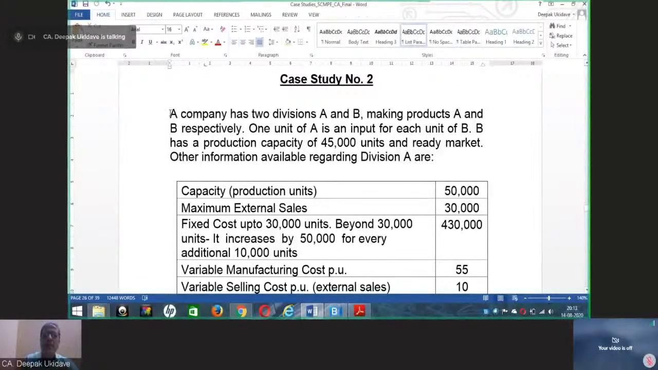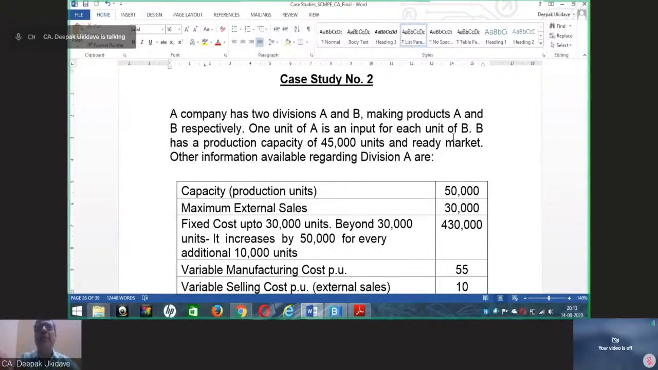A company has two divisions, A and B, making products A and B respectively. One unit of A is an input for each unit of B. Such a great relief. In the earlier case study, all of you remember, 1 unit of finished product required 2 units of component, raw material. So the ratio was 2 units of component for 1 unit of finished product. In this case, it is 1 for 1. So that is straightforward. When you have 2 units for 1, you have to bear in mind that every time, the cost which is given to you, you have to convert by either doubling or dividing by 2.